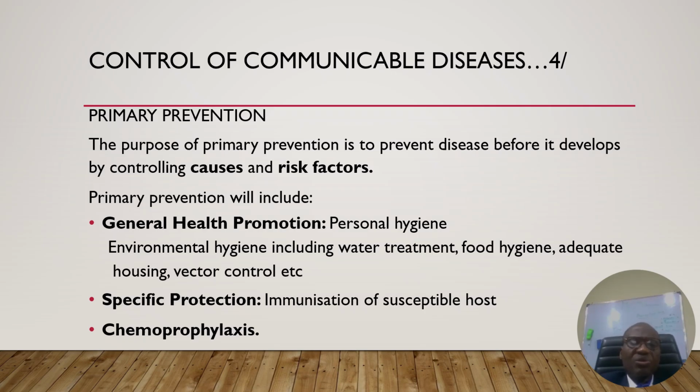This is primary prevention. They can also do specific protection. I've mentioned already the immunization of susceptible hosts, and chemoprophylaxis, for example, giving anti-malaria drugs to somebody coming from one part of the world to, say, the tropics of Africa, like Nigeria, where malaria is endemic. They need to go on some chemoprophylaxis.